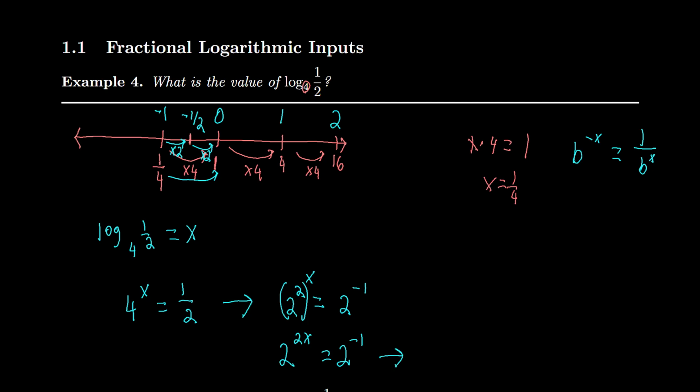The only way for these things to equal each other is if the exponents equal. So we're going to say 2x equals negative 1, and then we're just going to divide both sides by 2 and get x equals negative 1/2. If you would rather do the math on this, it's completely up to you which way you want to do this, thinking about it or doing the math, but we'll do another example and think about it.